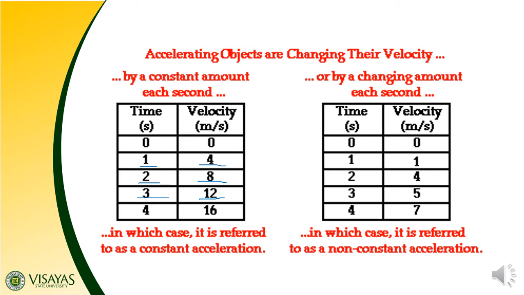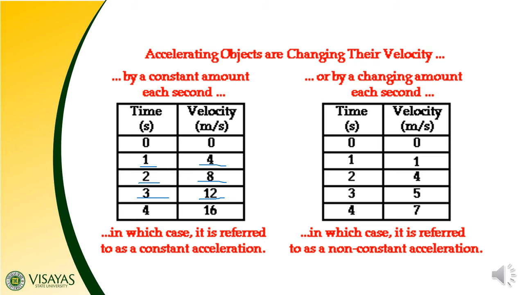While in the second table, the velocity is also changing, so the object is accelerating again. But the amount is changing, and it is not constant. So here it is not constant, the change in velocity varies.